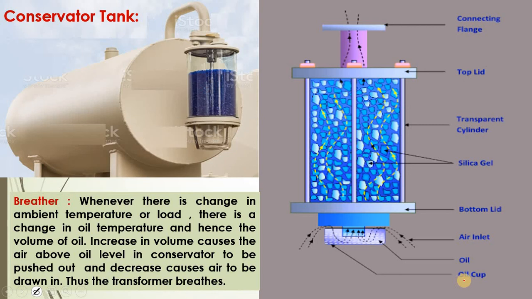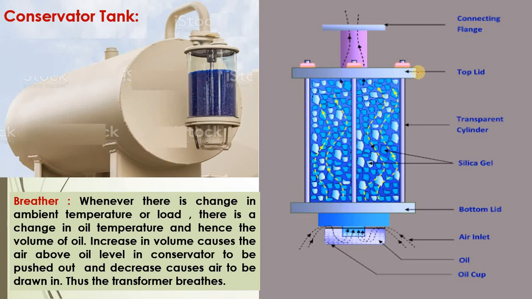An increase in volume causes the air above the oil level in the conservator tank to be pushed out. Okay. Then a decrease causes air to be drawn in, thus the transformer breathes. Okay. So we will see here how the air gets inside the transformer tank, and how it gets filtered. So this is the breather. Its function is to avoid direct contact of the atmosphere with the internal oil of the transformer.